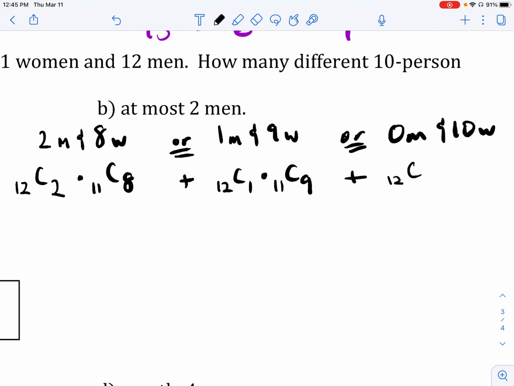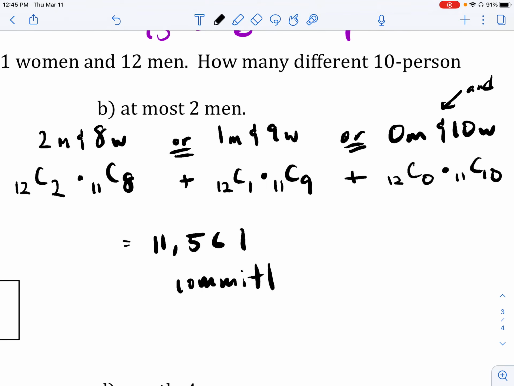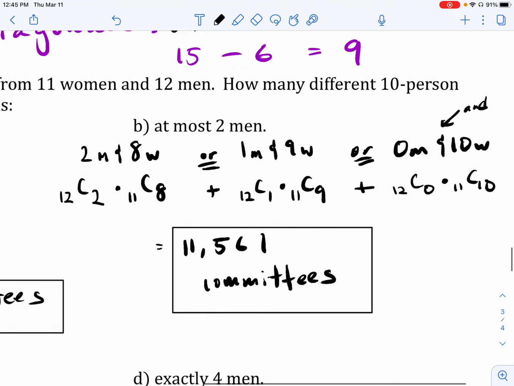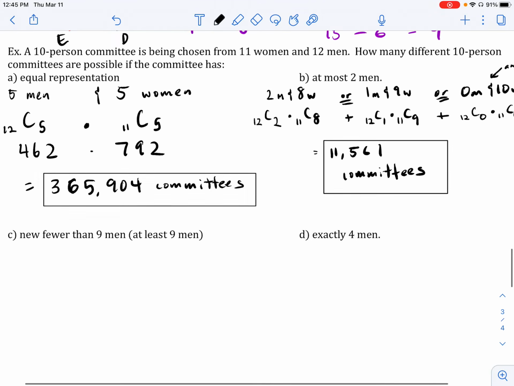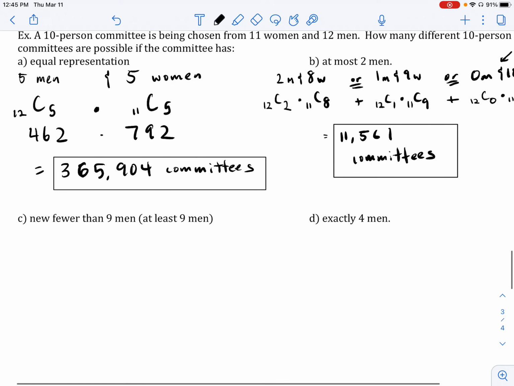This would be 12 choose 0 times, remember, and is multiplying. So in case that symbol wasn't clear, this is what I'm trying to write here, is and 11 choose 10. Now, if you go ahead and calculate all this, I'm going to just jump straight to the answer. You should come up with 11,561 different committees that are available. Okay, all right. So I'm going to encourage you to go ahead and pause the video and try these next two on your own. And in a moment, I'll just go ahead and write down the scenarios here.